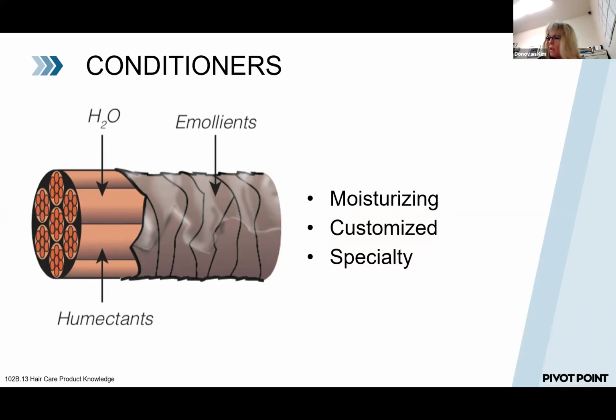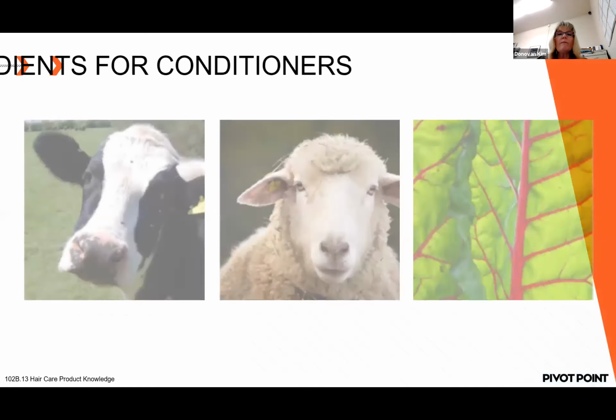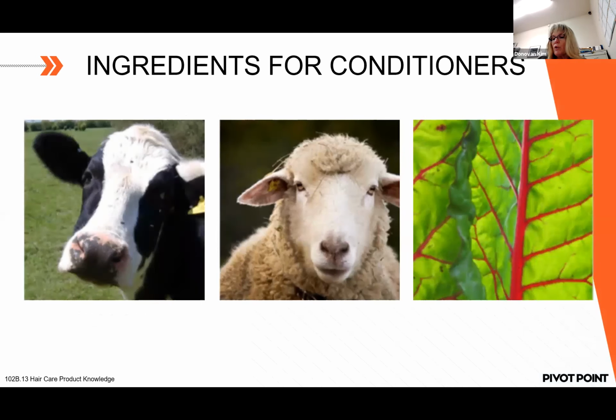There's also protein conditioners that I don't see on here. Maybe that would be a specialty one. Customized conditioners are going to meet your client's needs. So what do you need? Do you need detangling? Do you need protein? Do you need moisture? What is it that you need in a conditioner? Do you need all of it? So there's certain ingredients that are used.